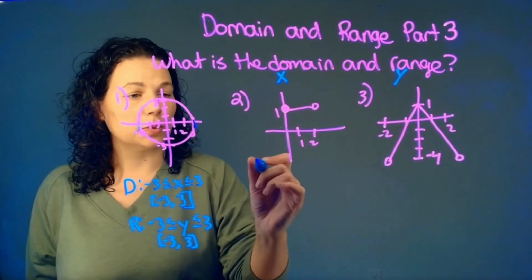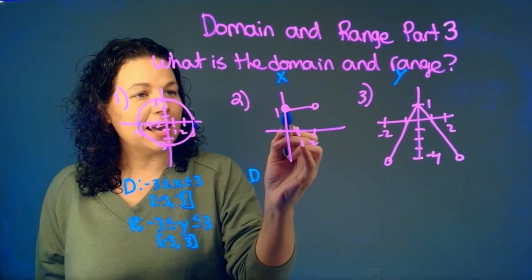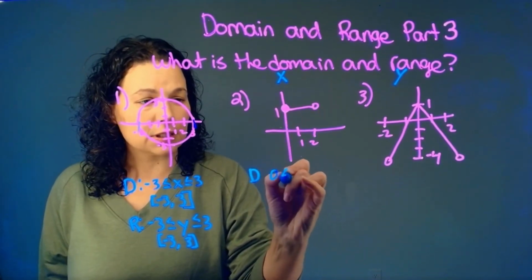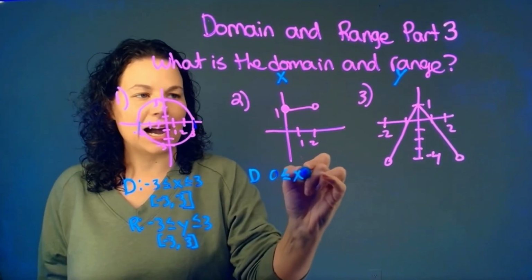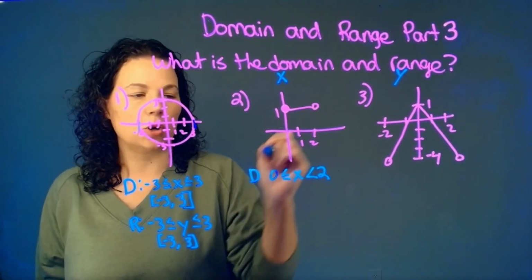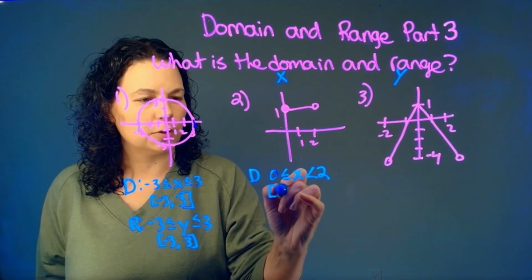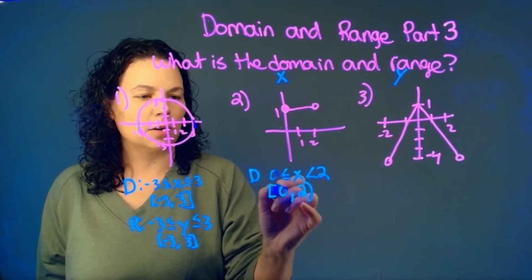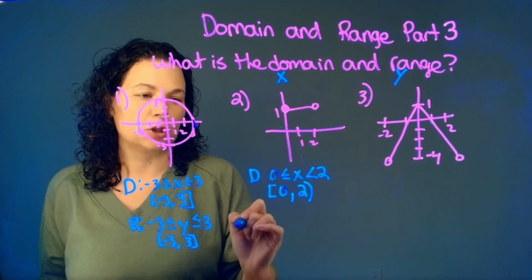For number 2, let's look at the domain. The x starts at 0 and it's going to go up to 2. But I used the 0, so it gets an equal sign. I do not use the 2. It has an open circle. And for those of you doing interval notation, we do a square bracket on the 0, and then a parenthesis on the 2.